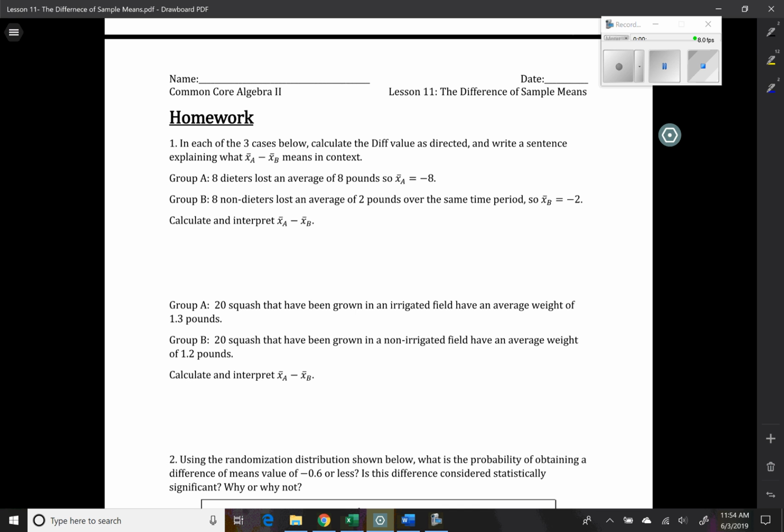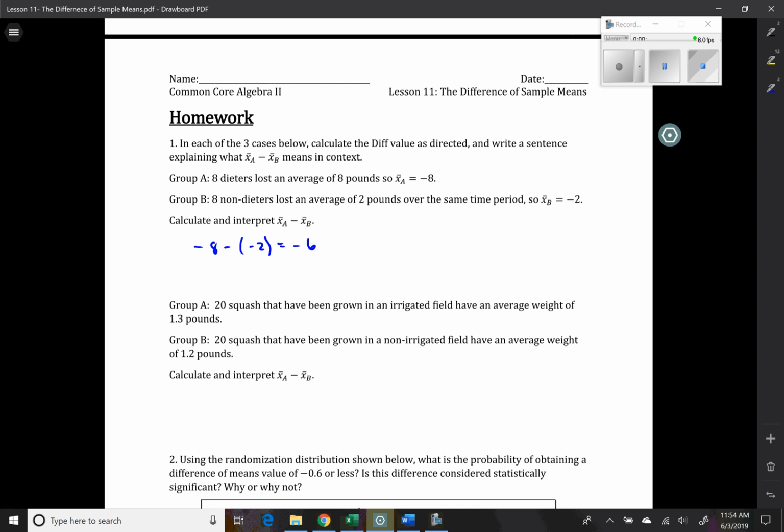So for the first one, it wants us to find the difference of sample means, and it says find the difference between the mean of sample A and the mean of sample B. So the mean of sample A is -8. The mean of sample B is -2. If I subtract those, I get -6. So I could say the difference of the two samples is -6.